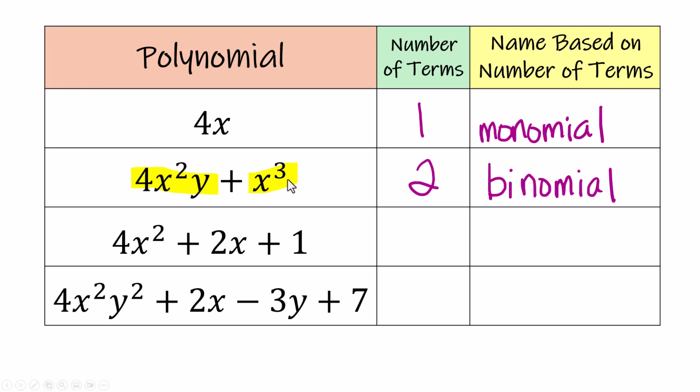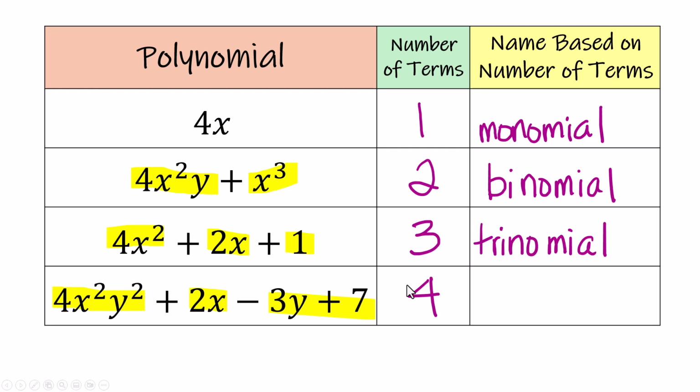Terms are things that are multiplied together, but if you add or subtract them, that's why you get a polynomial. All right, here we have three terms. So this is called a trinomial. And for the last one, we have four terms. Each one is separated by adding or subtracting.